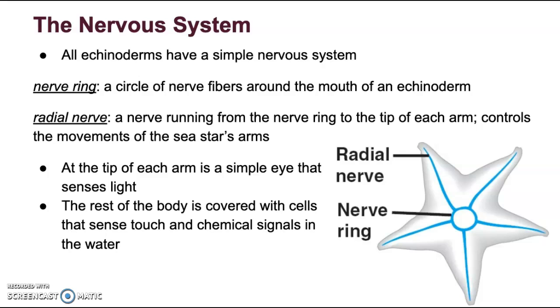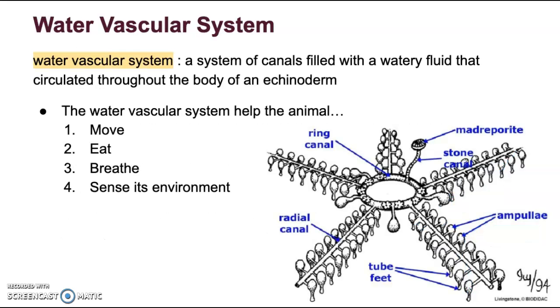At the tip of each arm of an echinoderm, we're going to find a simple eye, and that eye is only going to be able to sense light and dark. Typically, a simple eye only has the ability to sense that light or dark. And then the rest of the body is going to be covered in cells that allow it to not just sense touch, but also chemical signals in the water as well. We saw that in some of our mollusks from section 1.